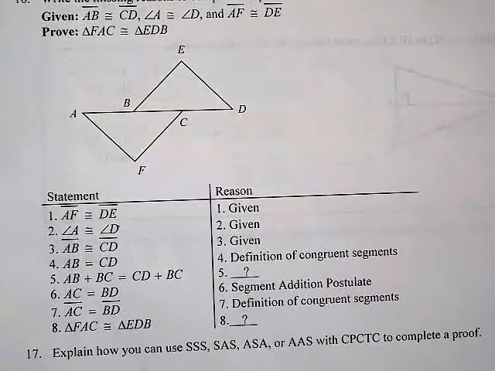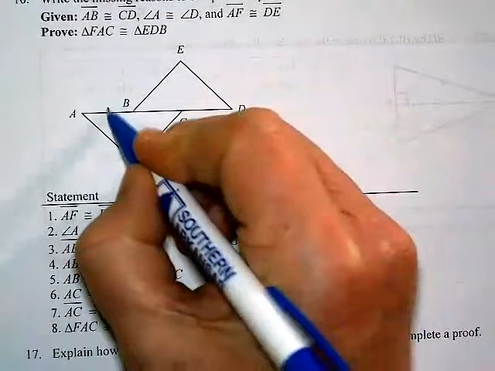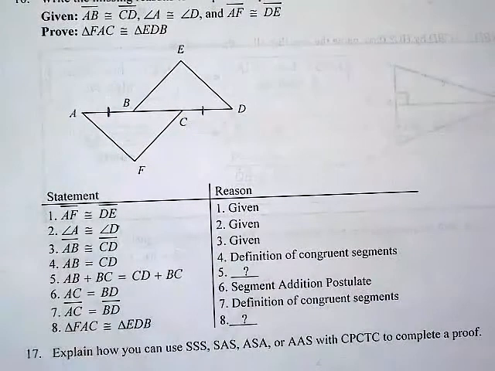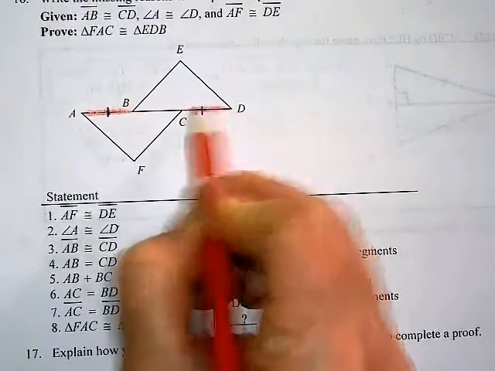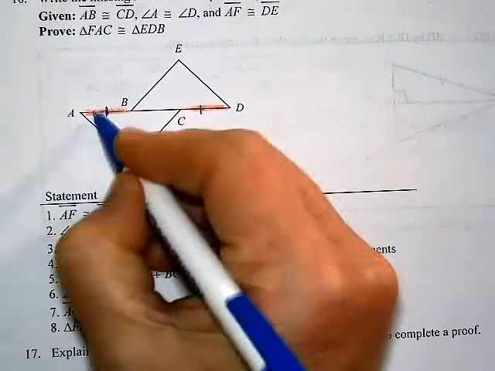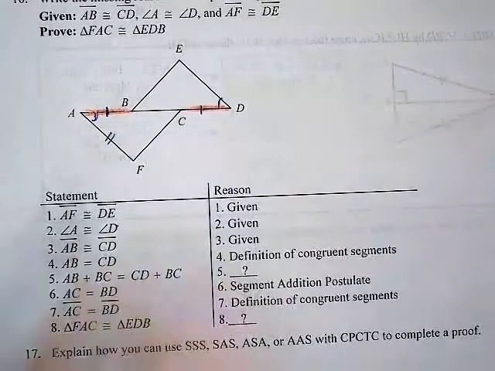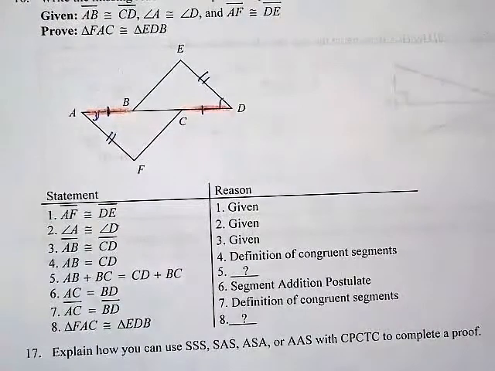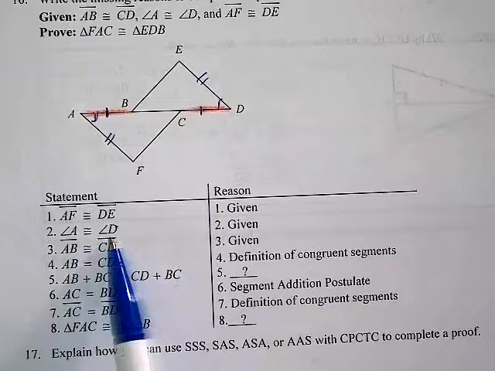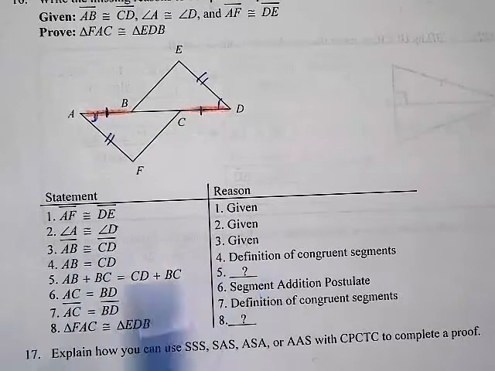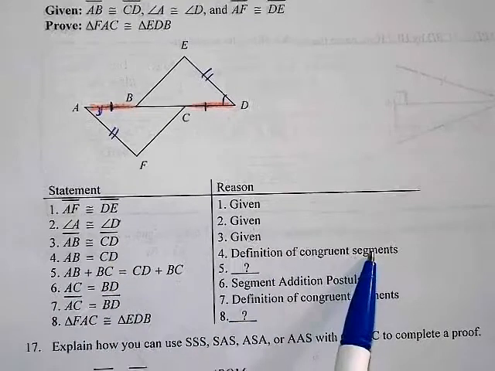16, write the missing reasons. AB is congruent to CD. AB and CD. I want to make sure you know. Angle A is congruent to angle D. AF congruent to DE. Okay, we got it marked. AF is congruent to DE given. Angle A congruent to angle D given. AB congruent to CD given. AB's measure is equal to CD's measure by the definition of congruent segments.